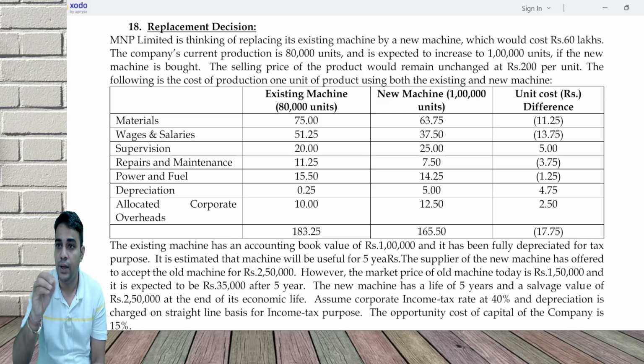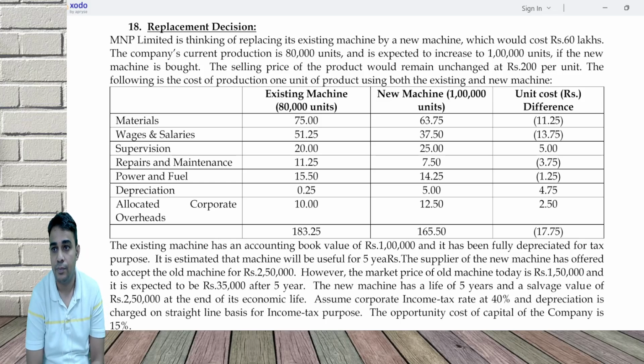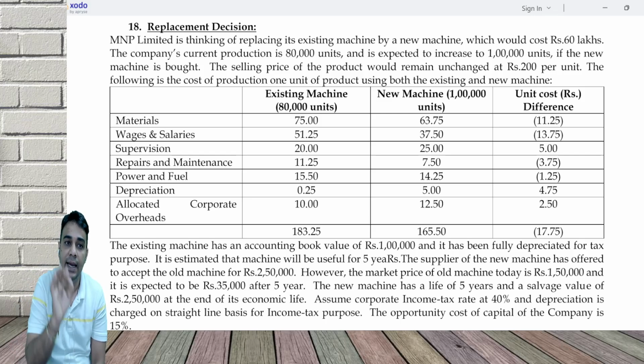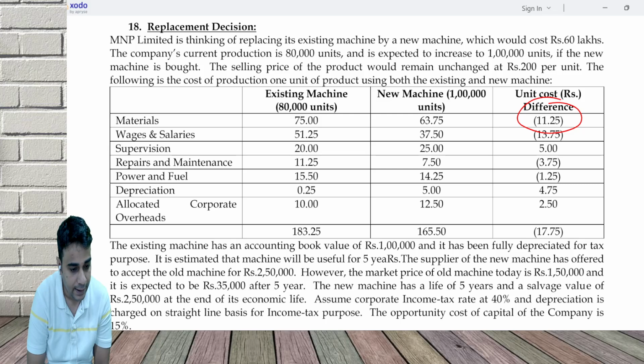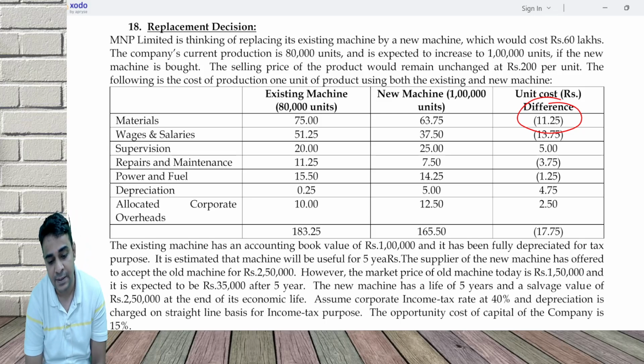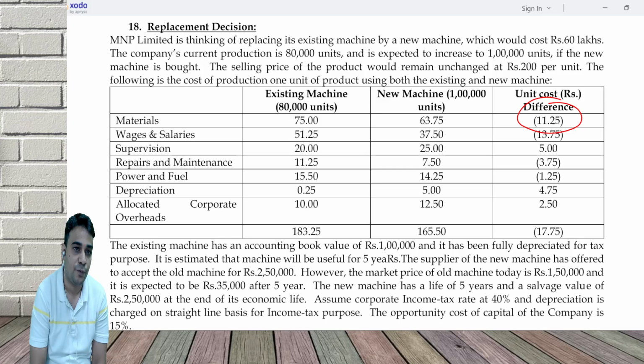Some students tried doing the incremental. It will lead to mistakes only. Material of the new machine: 63.75 into 1 lakh. Old machine is 80,000 into 75. Doing directly 11.25 into 20,000 and all will not work. That is why incremental is not going to work. Wages and salaries, new machine: 37.5 into 1 lakh. Old machine 51.25 into 80,000. Supervision 25 into 1 lakh, 20 into 80,000. Repairs and maintenance 7.5 into 1 lakh, 11.25 into 80,000.